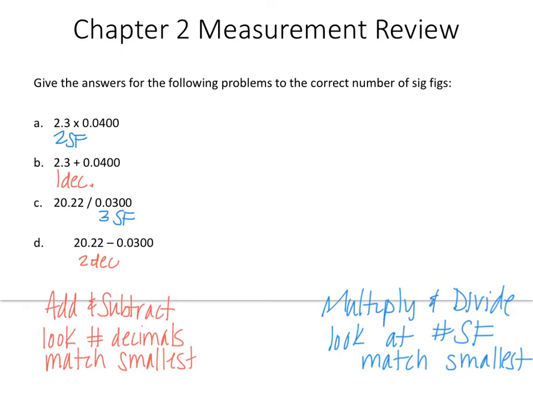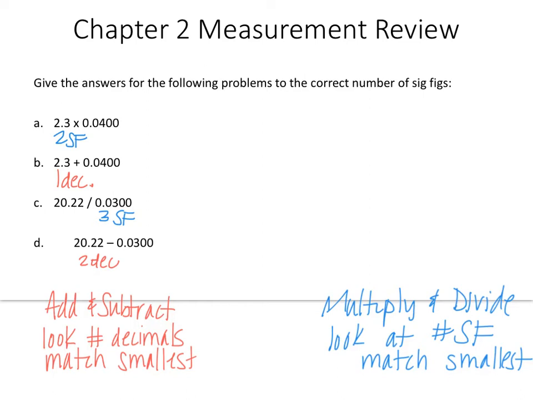Okay, so the problems that you're looking at here are just simple math problems, but what I'm wanting to know is, do you know how to put it in the correct number of significant figures when we're doing calculations? I want to remind you that when you're adding and subtracting, you are looking at total number of decimal points. So you care how many decimal points are there, and then you match your answer to the smallest number of decimal points in your problem. If you're multiplying and dividing, then you're looking not at decimals, but at total number of significant figures. And so you match your answer to the one that's the smallest.